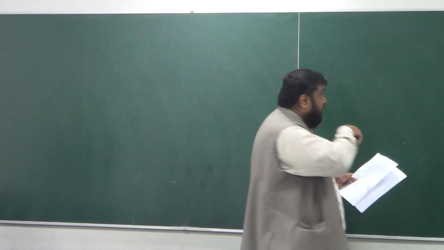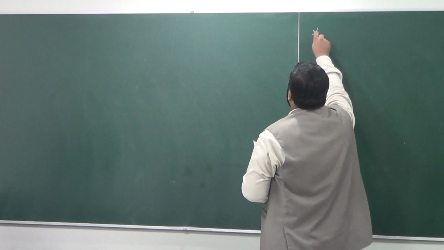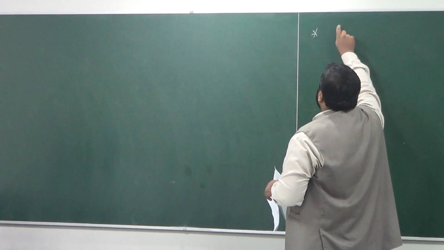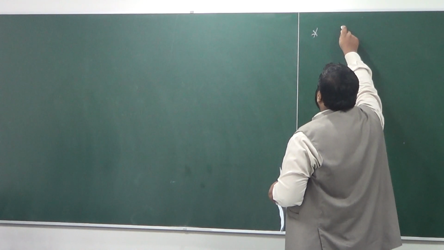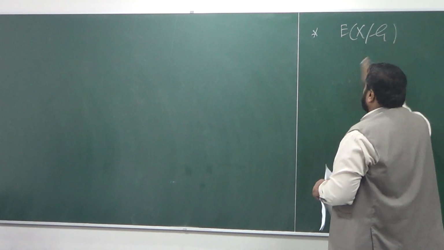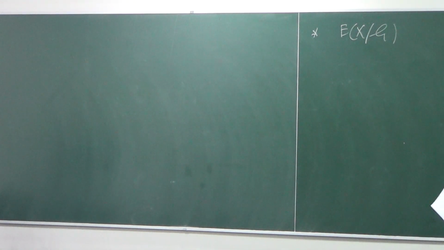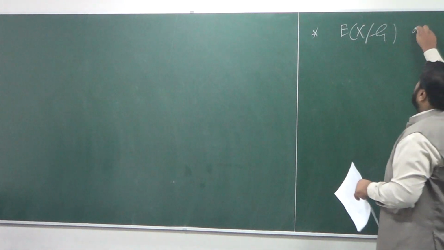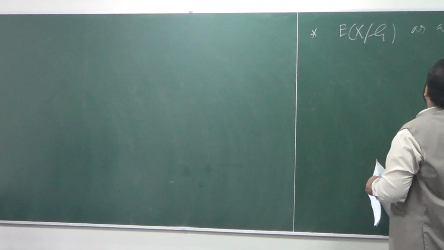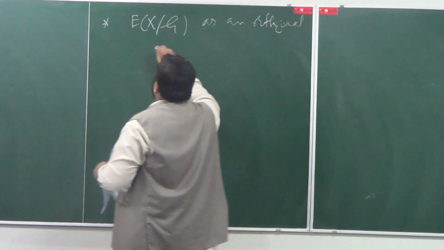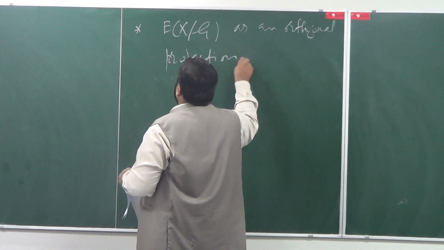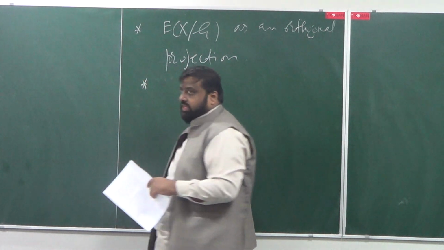What is our objective today? What we want to do mainly today is to prove two things. Firstly, to see the conditional expectation of X given a sigma field G as an orthogonal projection. So that's the first thing that we would like to do.